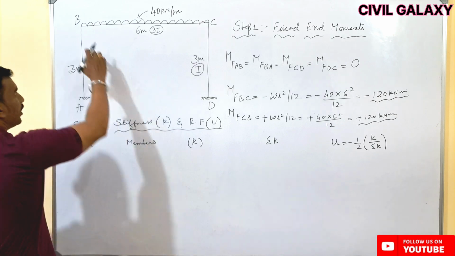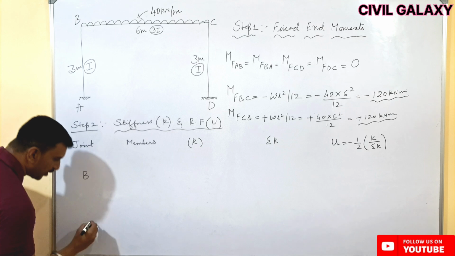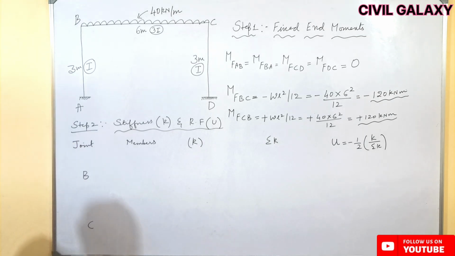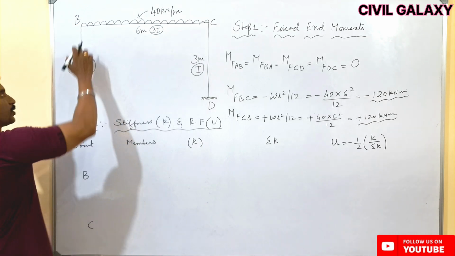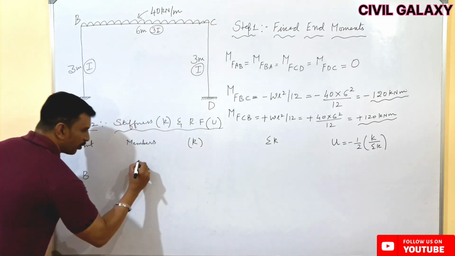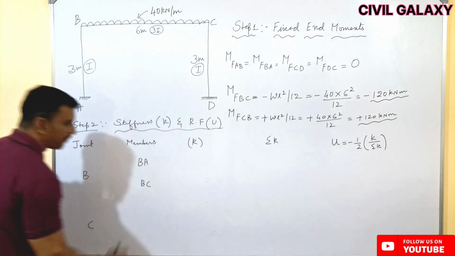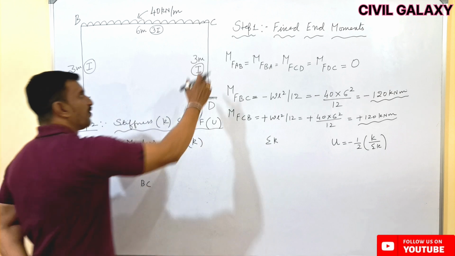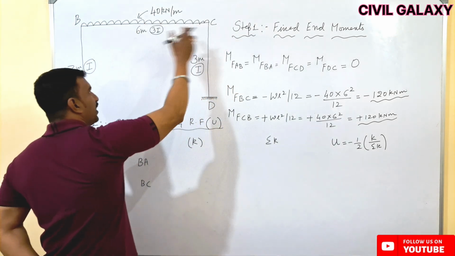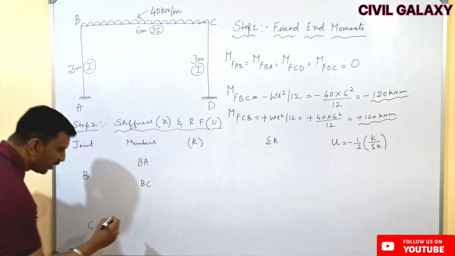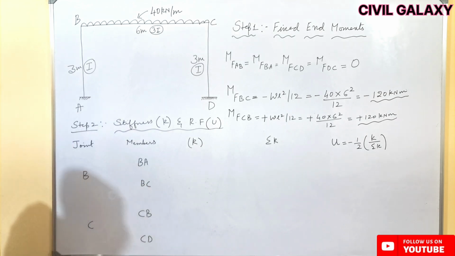Here we have two joints, B and C. Joint B is connecting to A as well as to C, so we have two members, BA and BC. Similarly, joint C is connecting to members CB and CD, so here we have two members, CB and CD.